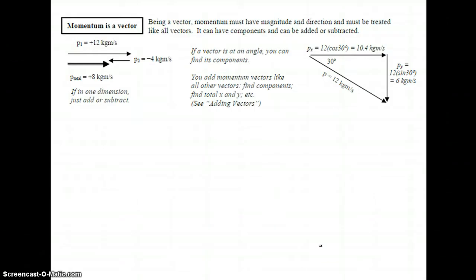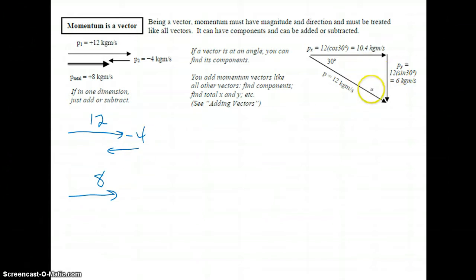The next thing you have to know is momentum is a vector. Being a vector, it has a magnitude and direction and must be treated like all vectors. It can have components and can be added or subtracted. So if you look in our first example over here, when we have momentum to the right and a competing one to the left, we're essentially going to add them together like they show up here. This one was 12, this is minus 4, so 12 minus 4 is 8. And so that's why this vector is still going to the right. We have a positive value, so that's a right-leaning value. But it's 8, it's a little less because it was counteracted by the 4.